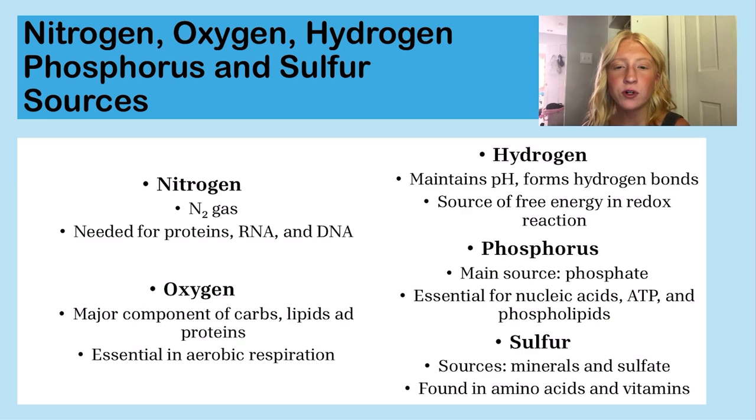So phosphorus is most commonly found as phosphate. It's an important structural component. It helps with nucleic acids, ATP, and phospholipids. And then we have sulfur. So sulfur is usually found in minerals and in amino acids like cysteine. And this helps form disulfide bonds. And disulfide bonds are used to help stabilize protein structures.